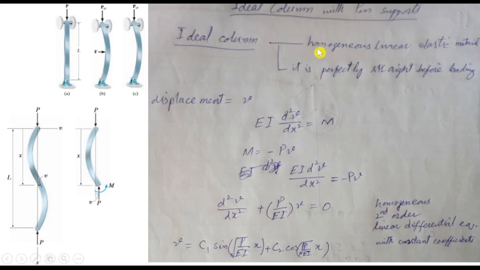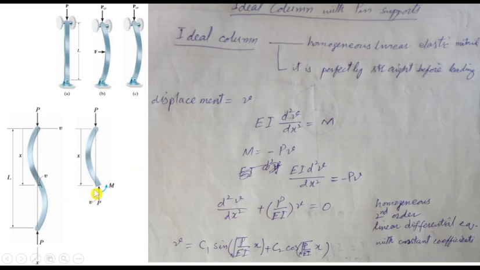An ideal column is a homogeneous, linear elastic material, and it is perfectly straight before loading. These are the assumptions for an ideal column. If we denote displacement with mu, from previous knowledge we know EI d²mu/dx² is equal to M. Previously we used y for deflection, EI d²y/dx² equals M, so instead of y, we are using mu.